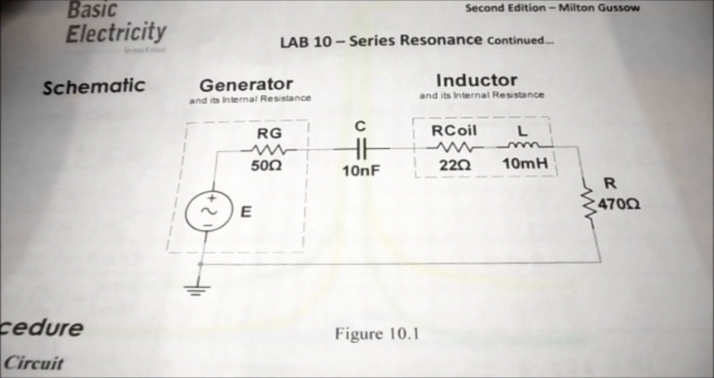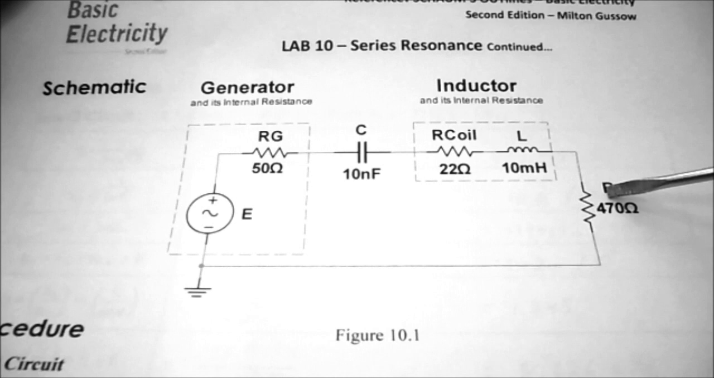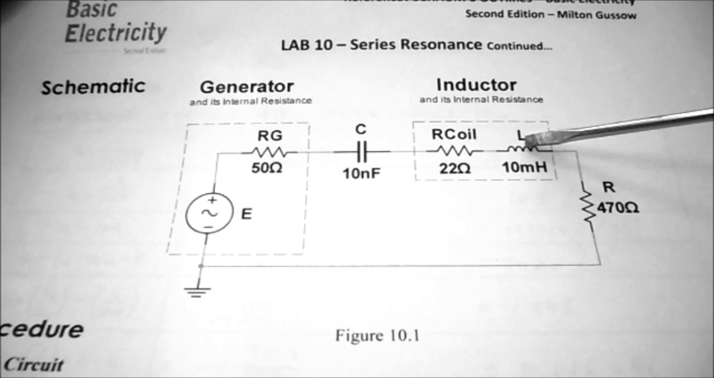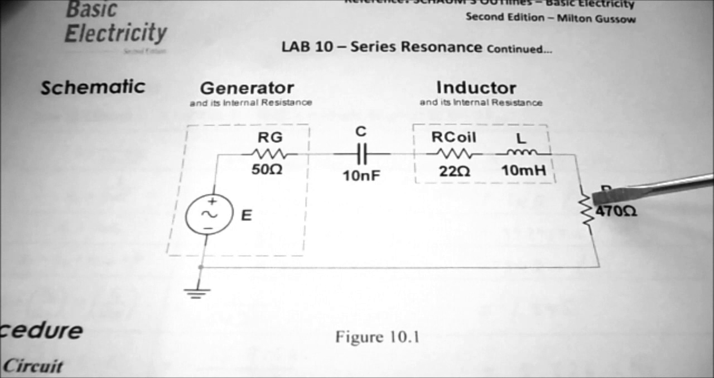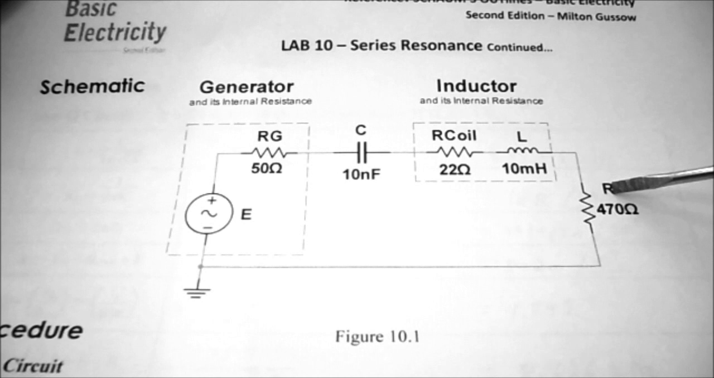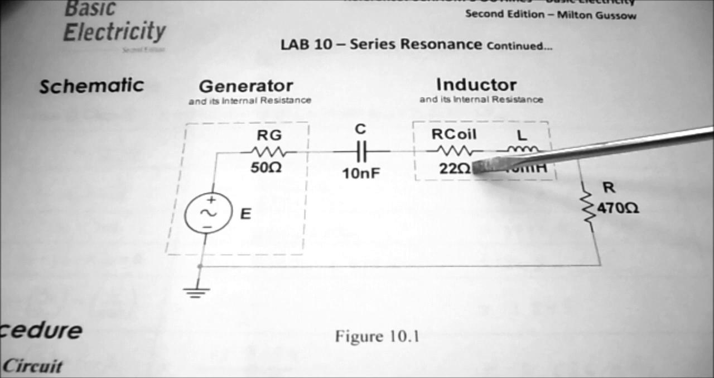So when you look at our circuit of figure 10.1, in the first circuit, where we had a low Q circuit, we were using a resistor value of 470 ohms. You have to remember that the internal or DC resistance of our inductor is 22 ohms. Comparing that to 470 ohms, it was almost insignificant. When we're working with the high Q circuit, our resistor value is now 47 ohms. And when you compare 47 ohms to the approximate 22 ohms of the coil, you can see that it is now fairly significant.